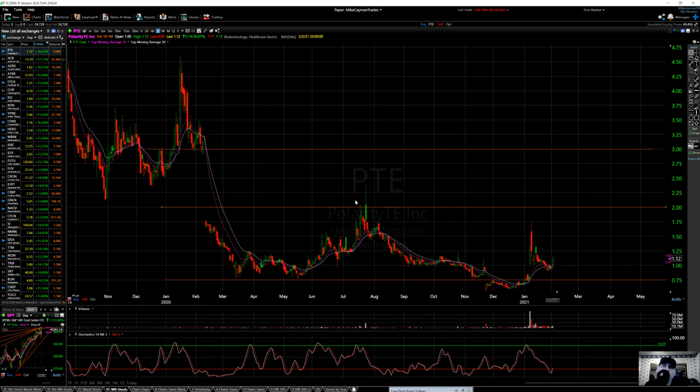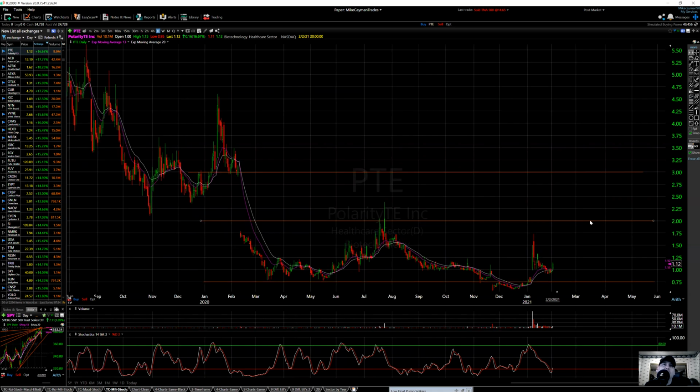Now you can see here we touched once. We made the lows getting higher, and we're pulling up here. We're trying to come up. Yeah, I say we can get to 125, 150 again. This is looking very promising. And then eventually test that 2 line.